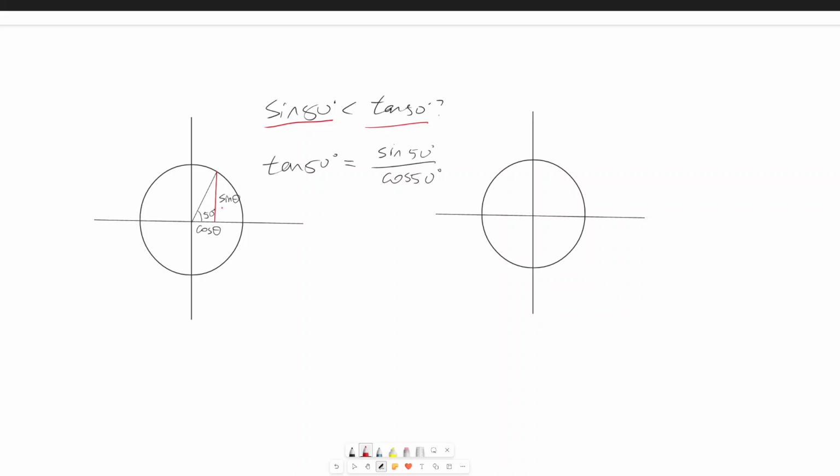What about tan 50? Tan 50 is going to be this red length divided by the length of the base, because remember, cos is always the base of the triangle. Well, what do you notice? This here is 1. The circle has a radius of 1. So cos 50 is going to be less than 1. And when you divide something by something that's less than 1, you'll get something bigger. So sine 50 divided by cos 50 has to be bigger than sine 50.